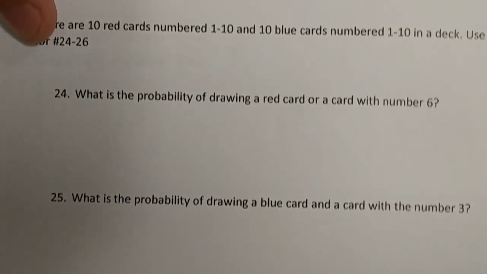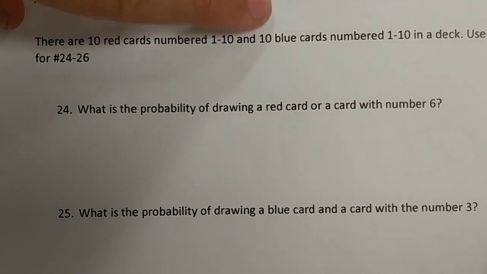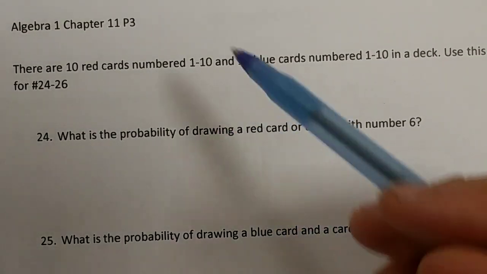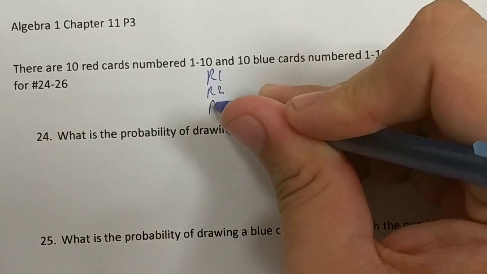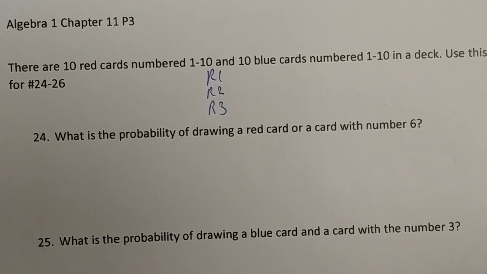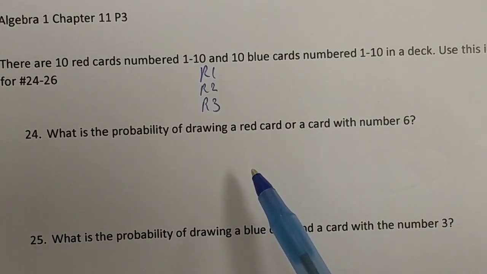Okay, this one. So there's 10 red cards numbered 1 to 10, and 10 blue cards numbered 1 to 10 in the deck. Now, some people liked putting the sample size, so they put like red 1, red 2, red 3. I saw that on the test. You could do that right now. I'll give you a second. Pause the video. And if you finished, pause your video, or you didn't even care, I don't blame you.